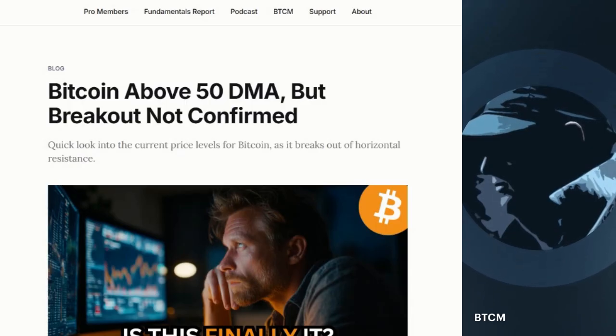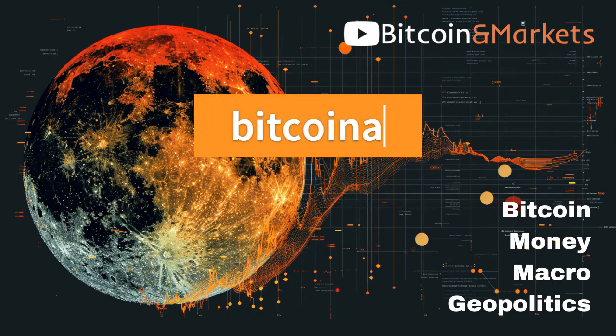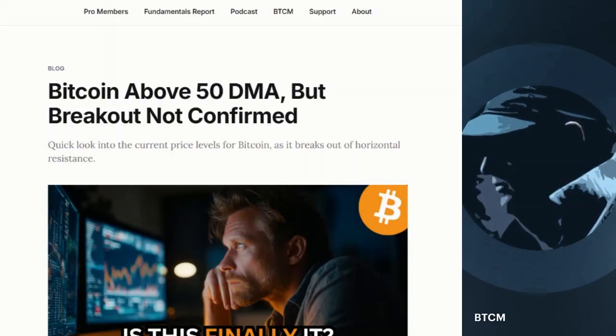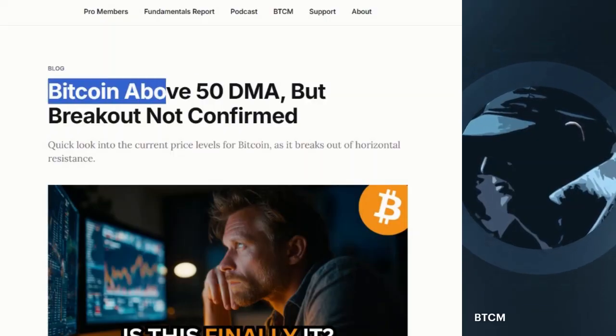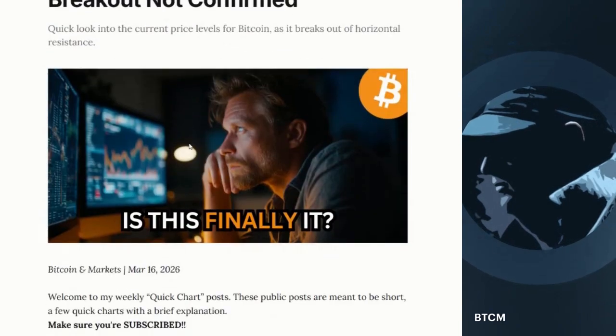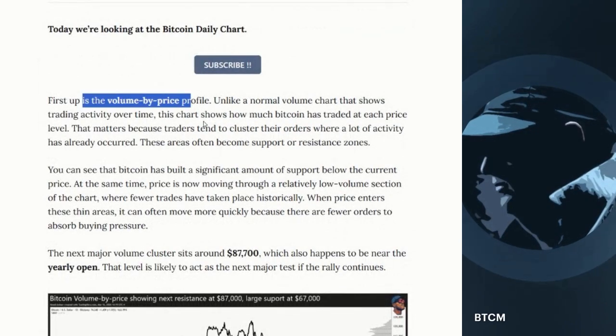All right, let's dive into this. Again, this was published yesterday. It's a real quick update on the Bitcoin price, and let's get into it. All right, let's start off by looking at volume by price.